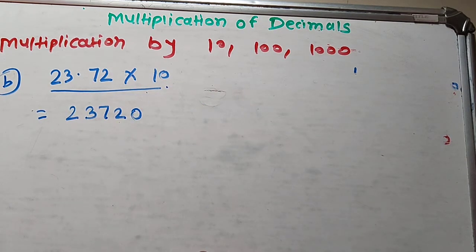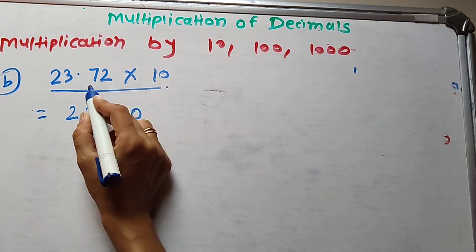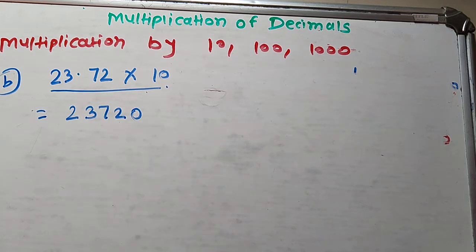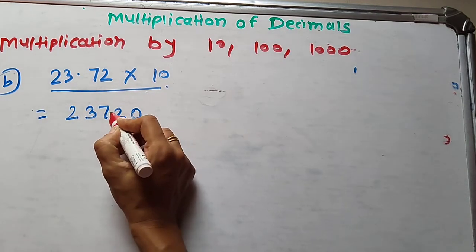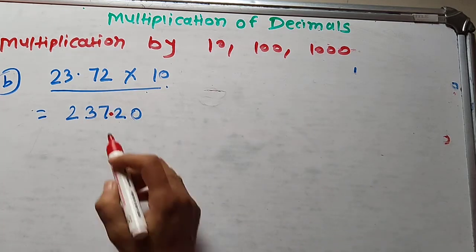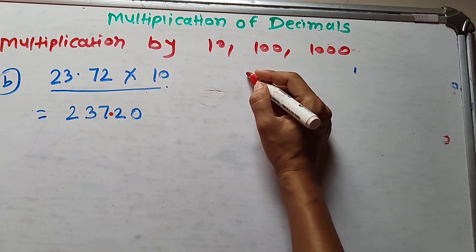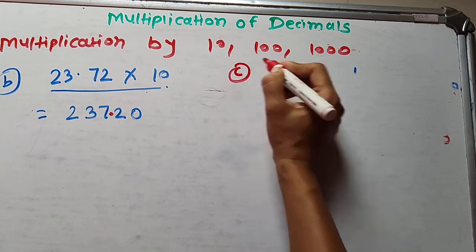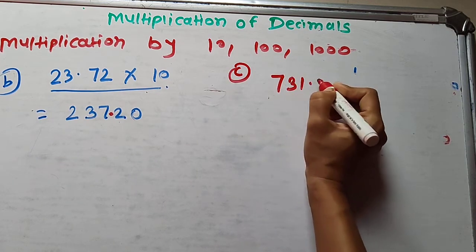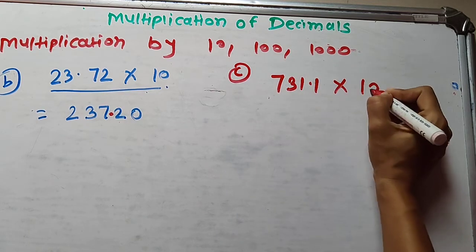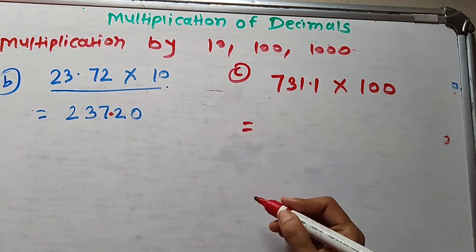Now you have to put the decimal point before 2 digits. So before 2 numbers you have to put the decimal point. See here, 1, 2. So you have to put the decimal point here. Okay. Then suppose we take the example C. 731.1 multiplied by 100. Now how to write the number?